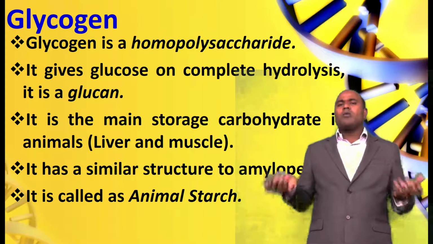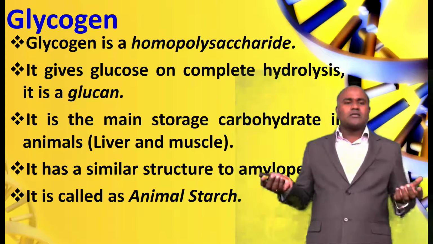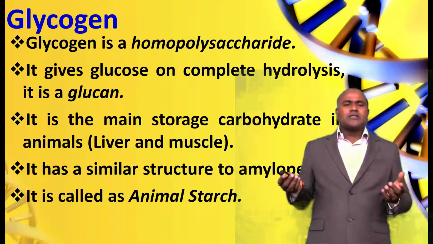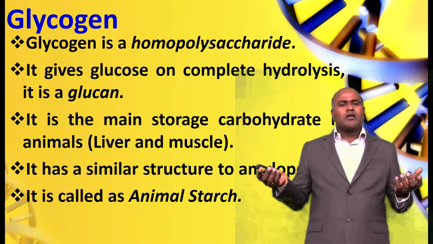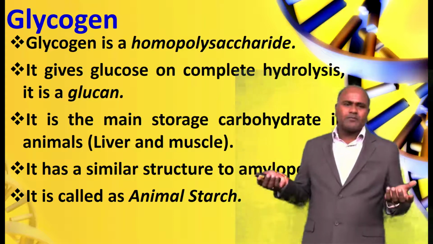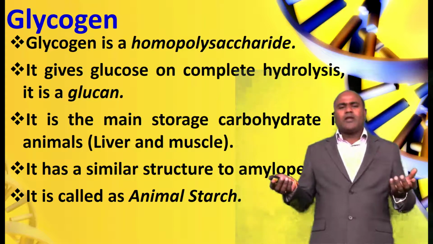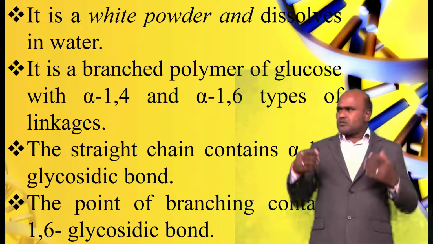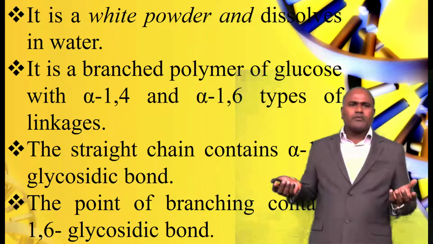Glycogen is a homopolysaccharide. It gives glucose on complete hydrolysis, so it is a glucan. Mainly, glycogen is a storage carbohydrate, usually found in the liver and muscles of animals. It has a structure similar to amylopectin and is called animal starch. It is a white powder that dissolves in water.